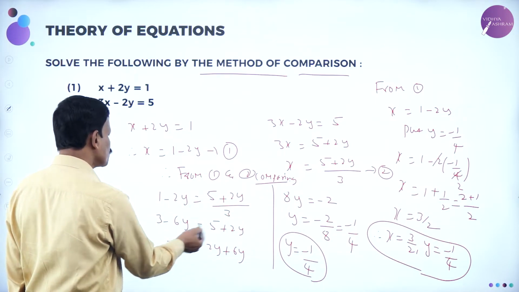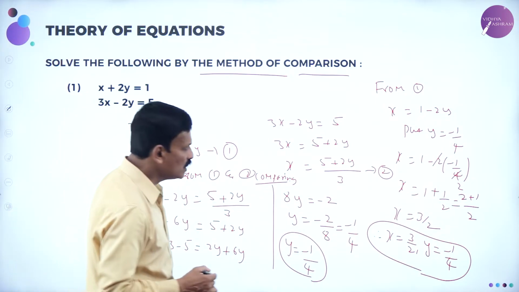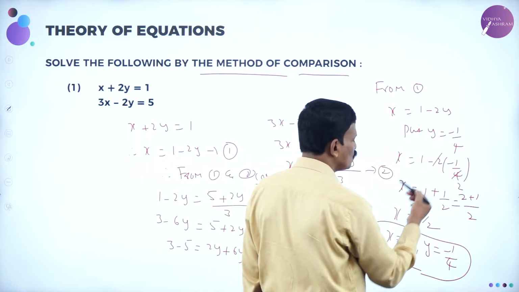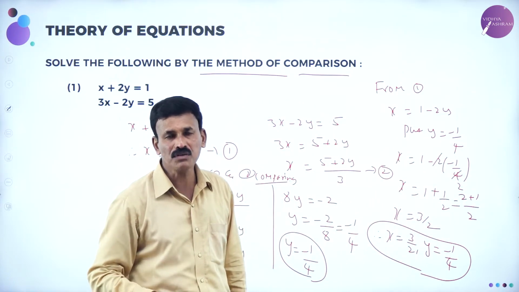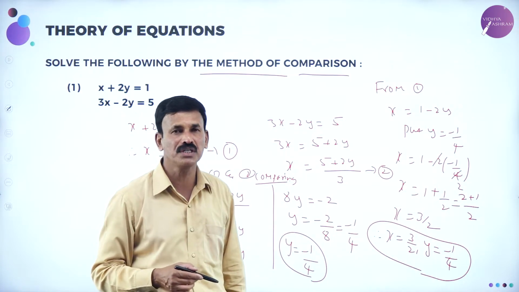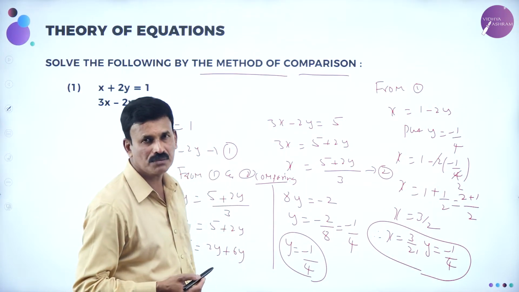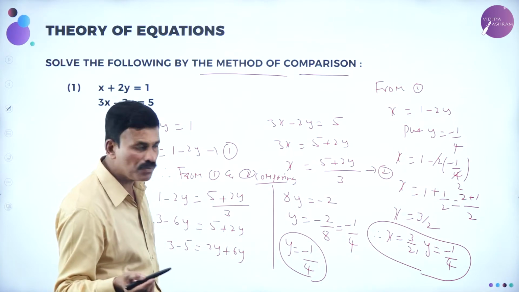Cross multiply. So, you will get the value of y. Substitute this value of y in equation 1. You will get the value of x. That's it. This is called solving the simultaneous equation in two variables using comparison method. Now, let us take one more problem.